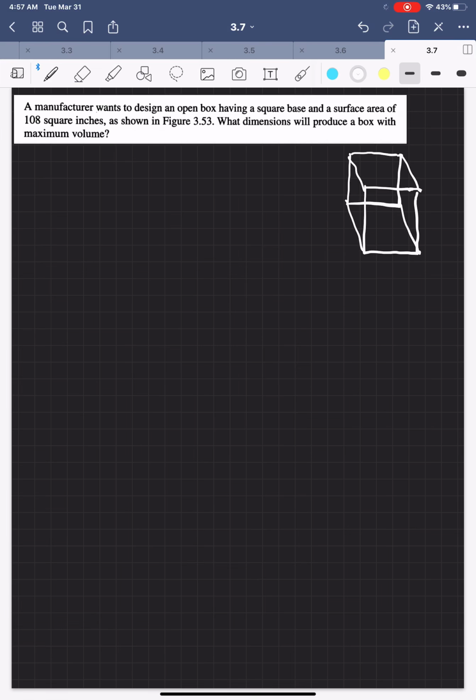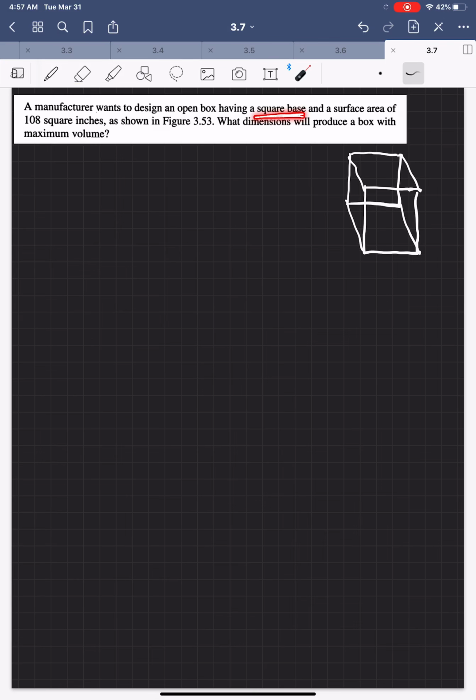So let me start by reading this question, and then I'm going to start to give you some steps and more of a recipe, a guideline. Ready? So here it is. A manufacturer wants to design an open box. Now, open box, that means, so here's your box over here, right? But an open box, that means there's no top. There's no top to this box. So the manufacturer wants to design an open box having a square base.